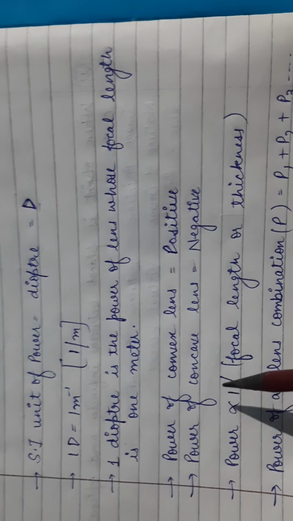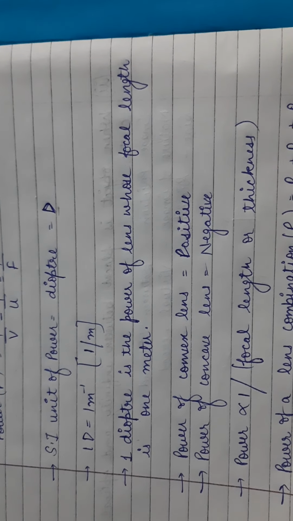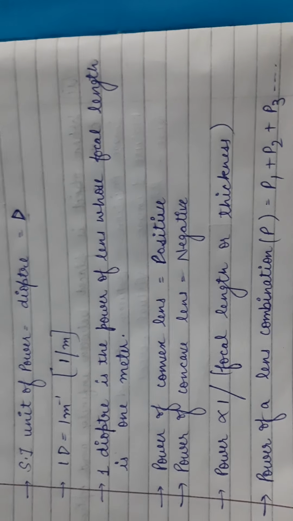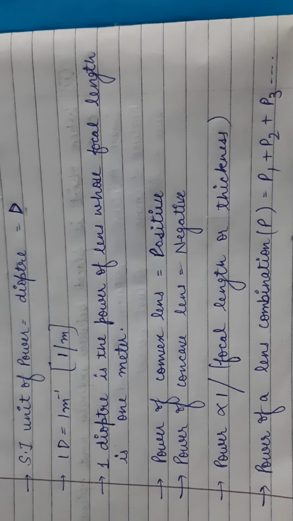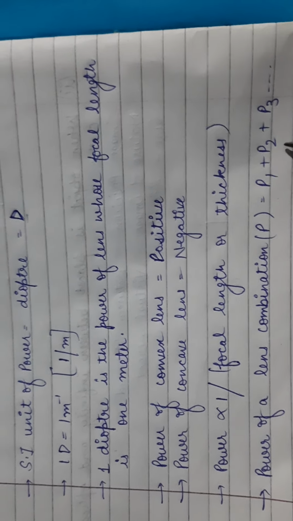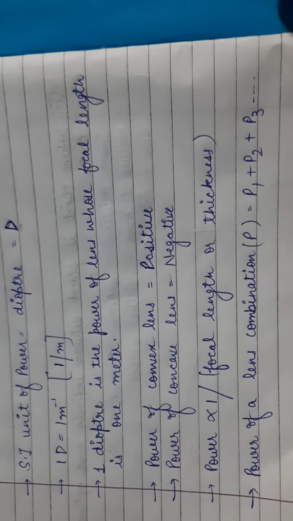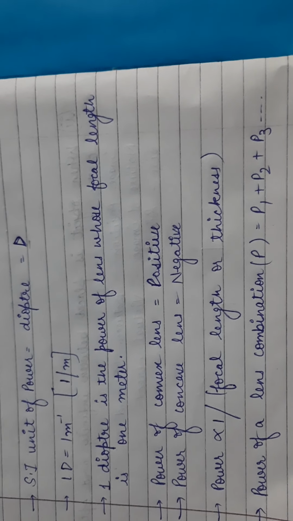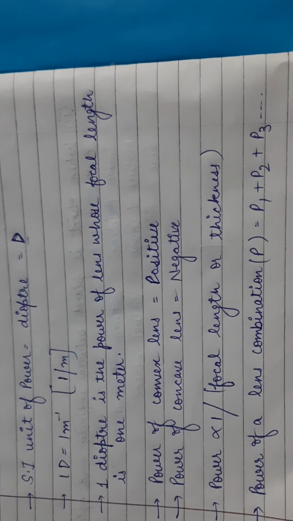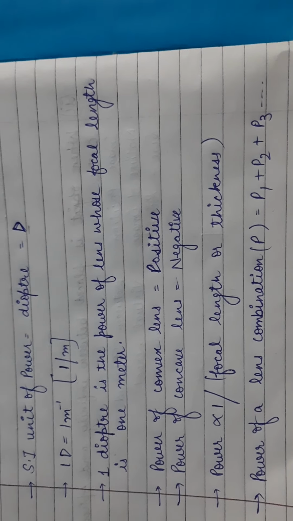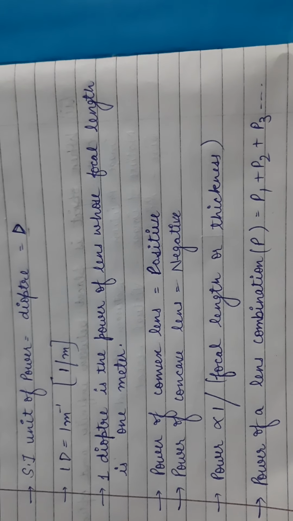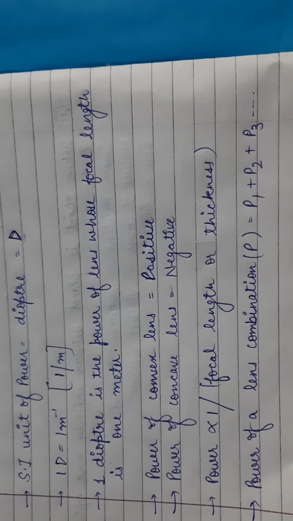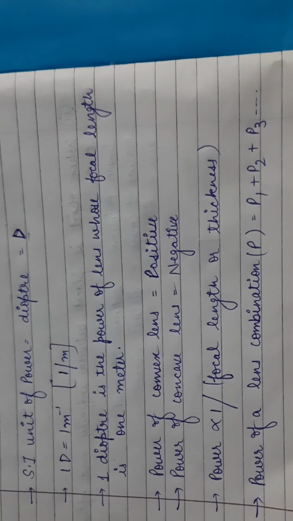Power is inversely proportional to focal length, or the thickness. Here power of lens combination P is equal to P1 plus P2 plus P3. It means जितने भी हमें lenses given होंगे उन सब की powers को हम add कर देंगे, so that will be the power of lens combination. So here the portion refraction is done, and this chapter as well. We will proceed to chapter 11 in our next class.